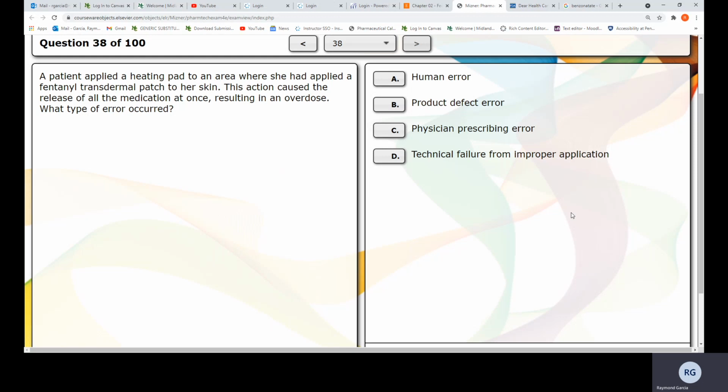Patient applied a heating pad to an area where she had applied a fentanyl transdermal patch to her skin. This action caused the release of all the medication at once, resulting in an overdose. What type of error occurred? Human error, product defect error, physician prescribing error, technical failure from improper application. D. A. Human error.